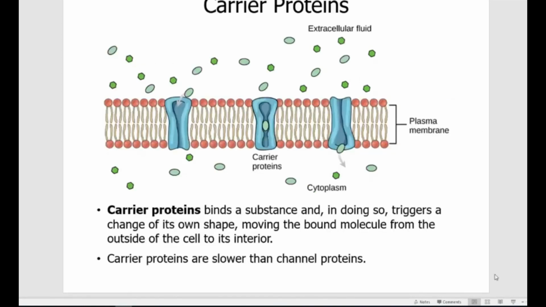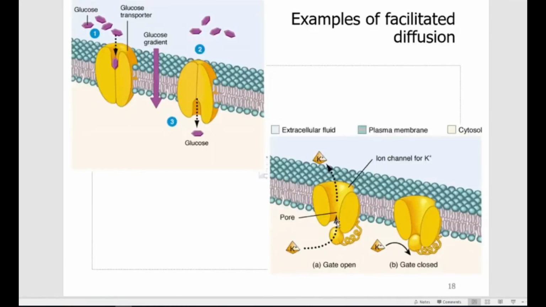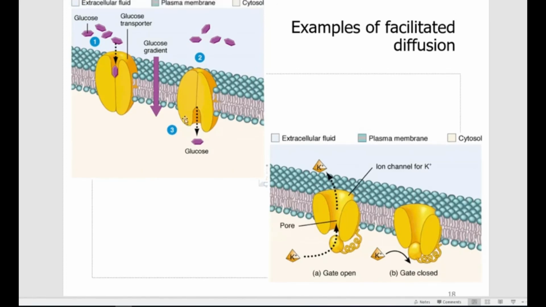This is a carrier protein. So it's very, very similar. They can bind to a substance, and then this will trigger a change of its own shape. And when the shape changes, it will move the molecule to the other side of the cell. Okay, so this is how it transports polar molecules. So this is very similar. There's a protein channel, specifically an ion channel for potassium, and this is a carrier protein for glucose.